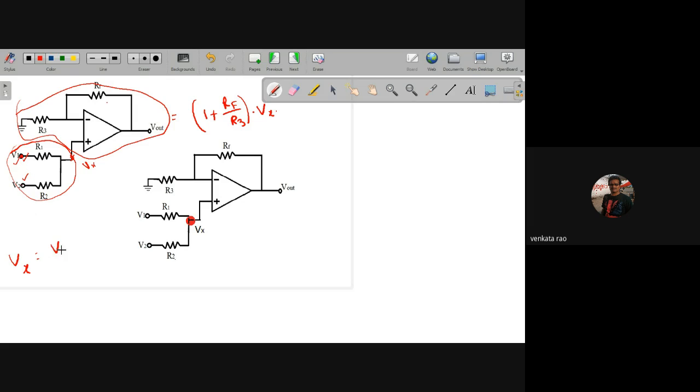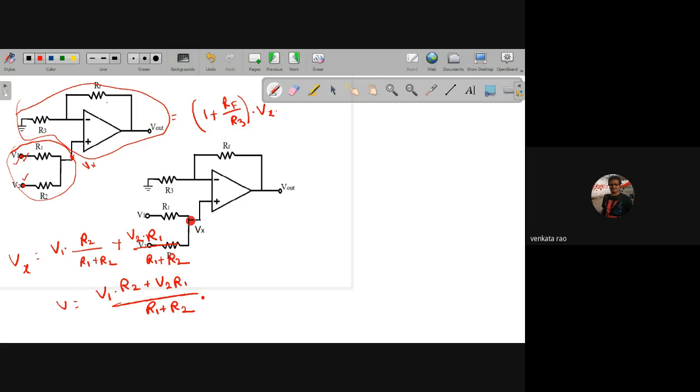So V1 into R2 by R1 plus R2, plus, once the other is active, this is non-active, so it is V2 into R1 by R1 plus R2. So simply we can write V1 into R2 plus V2 into R1 by R1 plus R2. Now if I take R1 equal to R2, both will cancel.